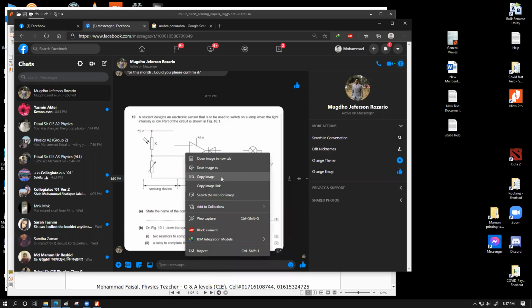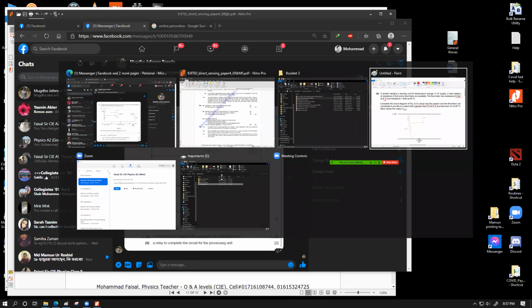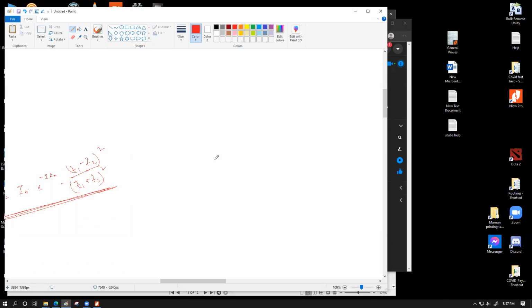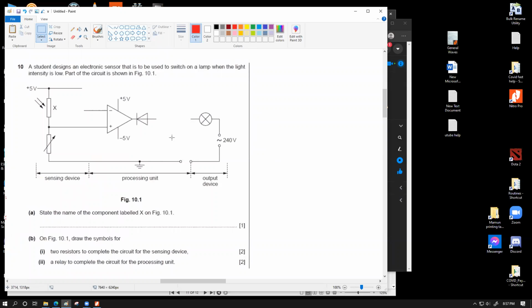Acha, let's copy this. Place it up here. A student designs an electronic sensor that is to be used to switch on a lamp when the light intensity is low. Okay. Part of the circuit is shown in figure 10.1. State the name of the component labeled X in figure 10.1.